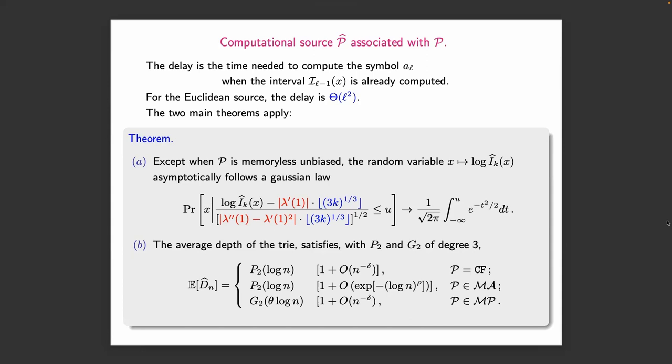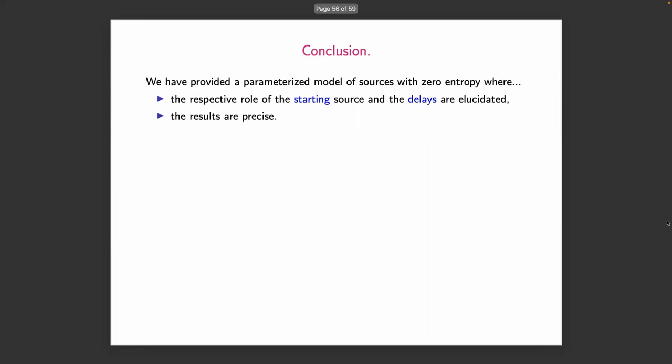Okay, in a sense, if we are realistic, in fact, this is the source that we deal with for the Euclid source. We have to take into account the computation time to compute A sub L when you already know A sub L minus one. Okay. As a conclusion, I have described a process to obtain sources with zero entropy.